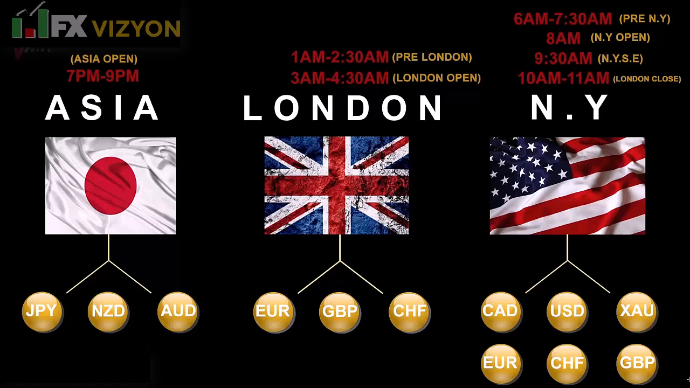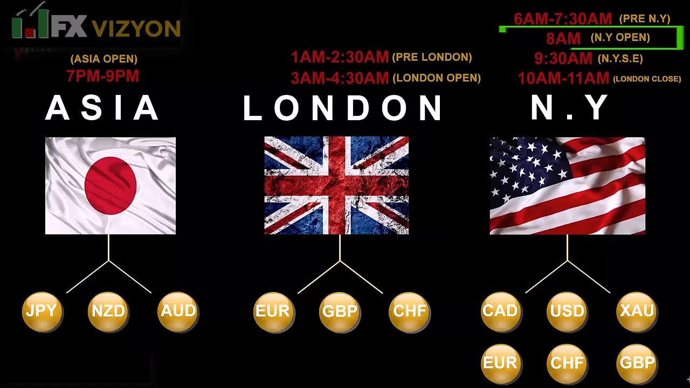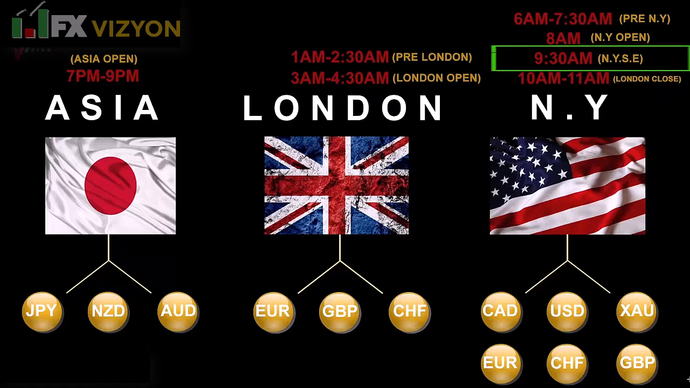So pre-New York, again, before the market opens, you'll notice between 6 a.m. through 7:30 a.m. pre-New York is a time when you have really nice moves in the market. And then when New York opens at 8 a.m., that's when you really see some volume that starts to shoot up in the market. Then 9:30 a.m. you have NYSE. What is that? That is the New York Stock Exchange.